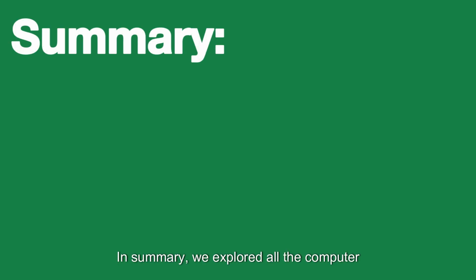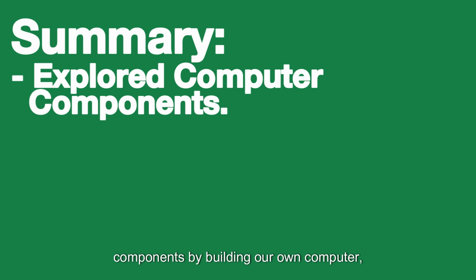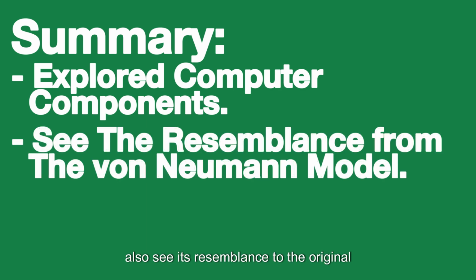In summary, we explored all the computer components by building our own computer, which includes a case, input-output devices, a motherboard which connects every other component together, the CPU, RAM, GPU, memory units, HDD and SSD, and a power supply unit. Now, if we look at this computer, we can also see its resemblance to the original von Neumann model. We can see the input and output devices, memory units, and the processing units.